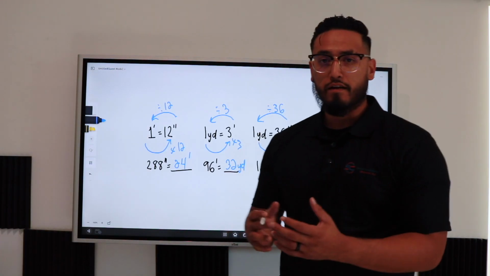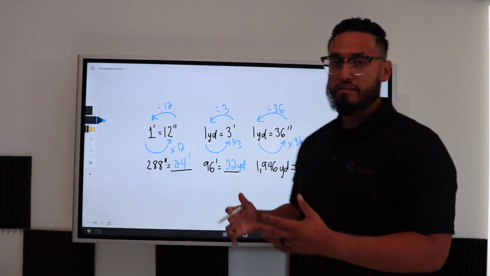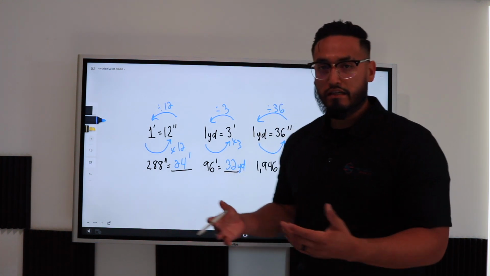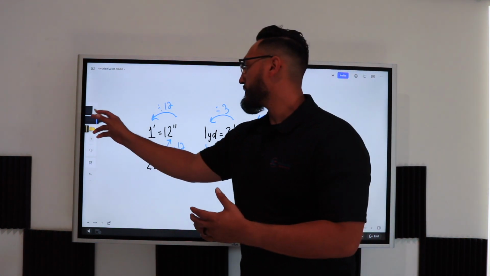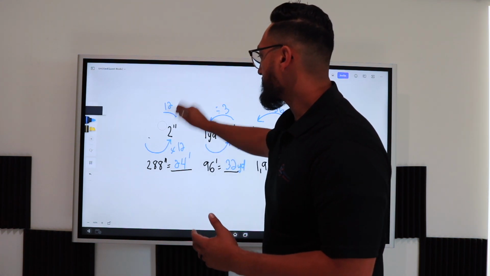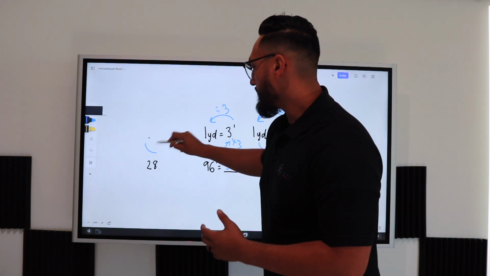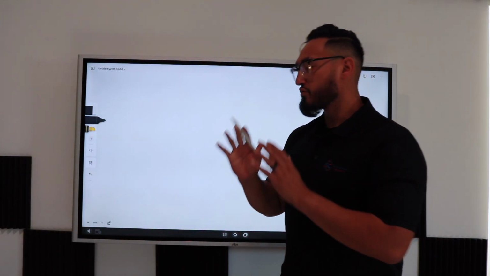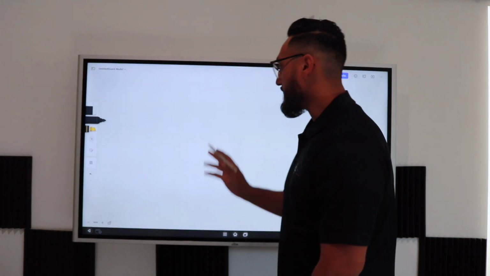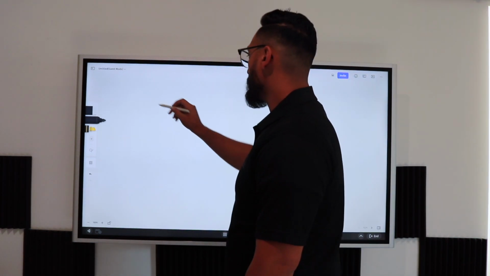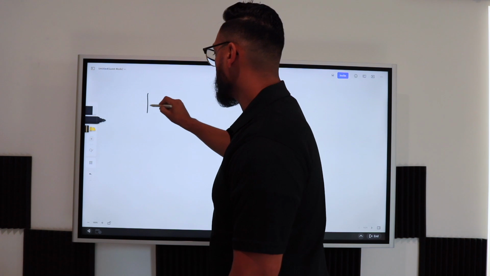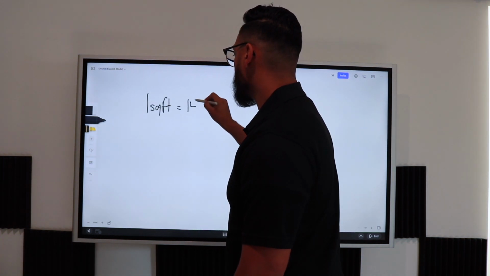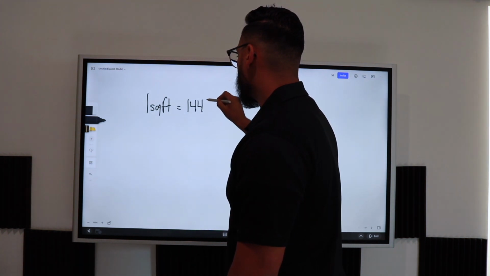Alright, now that we've covered these dimensions and how to convert feet to inches, inches to feet, yards to feet, etc., we're going to get into area and volume, because when you're calculating slabs, you're dealing with area and volume. Before I teach you how to calculate the slab, there's one more thing we have to cover. You need to know that 1 square foot equals 144 square inches.